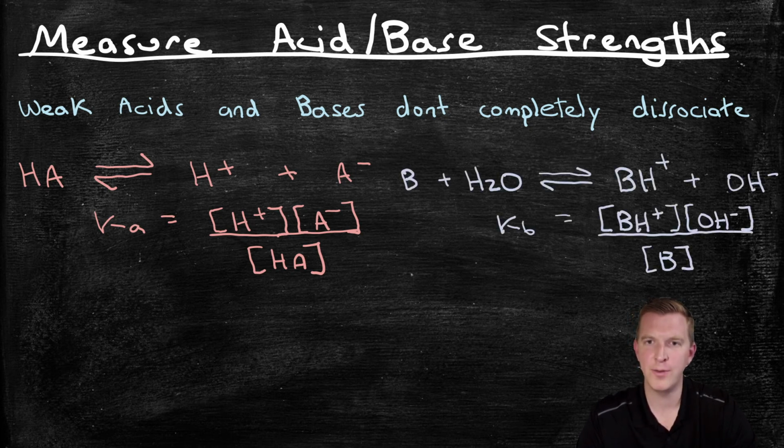And so for a base equation, we would just have our base plus water produces our BH+, which is our protonated form of the base, and it produces OH-, so it deprotonates the water there. And the same thing that we had for our Ka, we can do to find the equilibrium constant for the base. So our equilibrium constant for the base is just equal to BH times OH divided by the concentration of the starting base. And so we can use these two things, and we'll go over that later, on how we can actually use them to find the pH or the relative acidity of our compound.